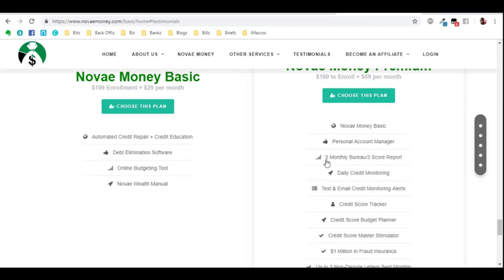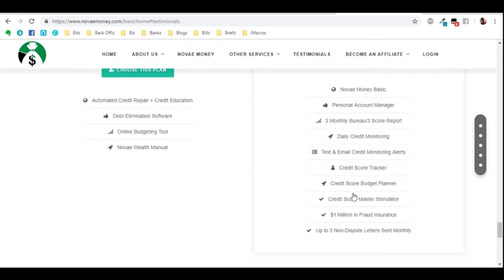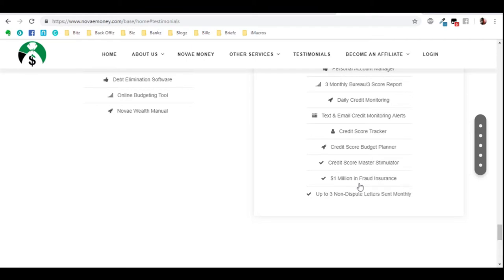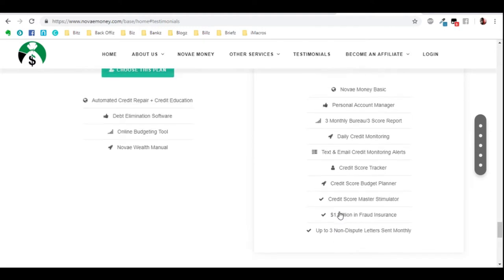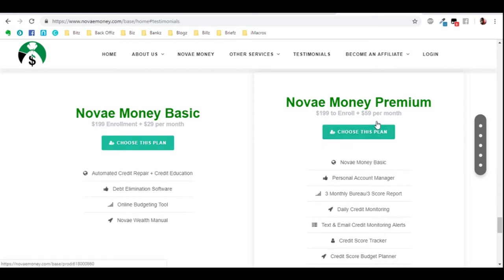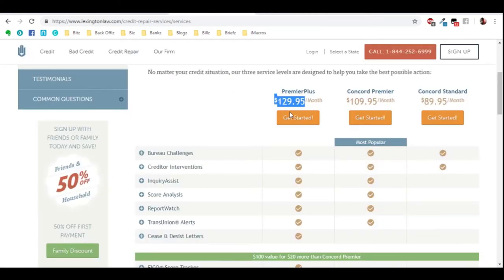So that's pretty cool. You get 3 monthly bureau, 3 score reports. So that's monthly instead of quarterly. You're getting all 3 of your credit reports every month. Daily credit monitoring, text and email notifications. Credit score tracker, so over time it's going to show you it's going up and down. Credit score budget planner, so that's good. You got the master simulator, so that's the same thing as the last one. $1 million in fraud insurance, and up to 3 non-dispute letters sent monthly as well, in case you had to talk to the creditors and negotiate and things like that, and it's not a dispute. So all of that for $59 a month versus $129 a month.